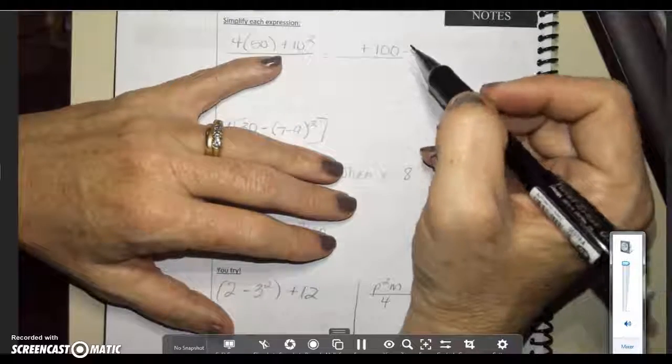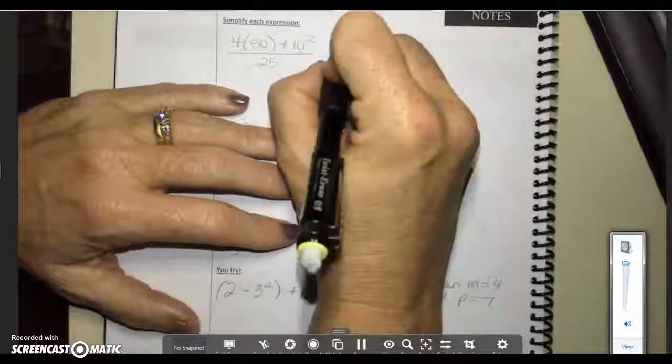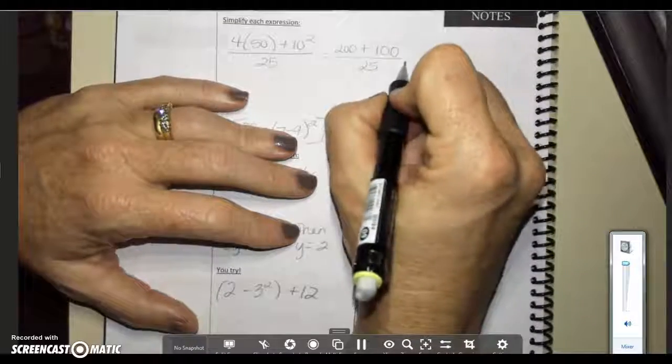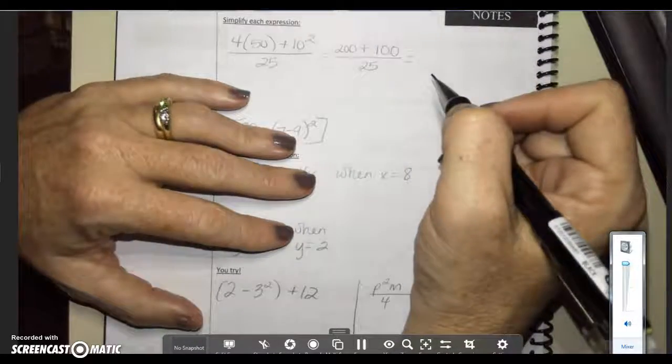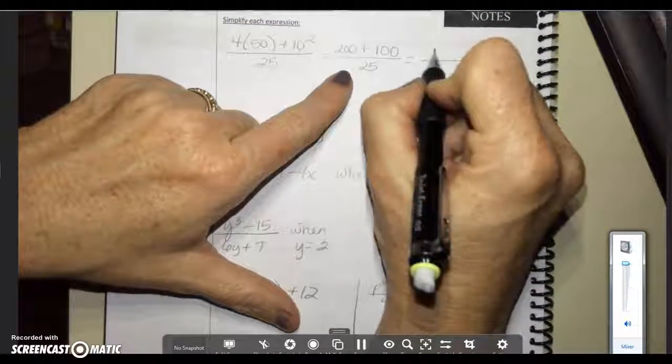Now what do I have to deal with? 4 times 50, which is what? 200. Excellent. 25 doesn't change yet, right? Okay, now you're just going to shorten that up and calculate. So what's 200 plus 100?